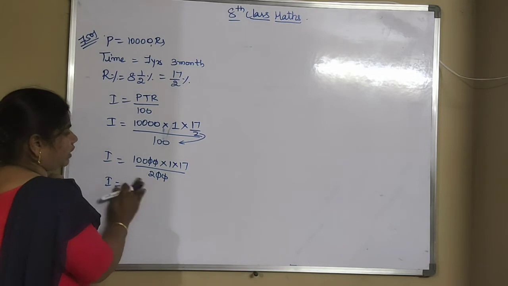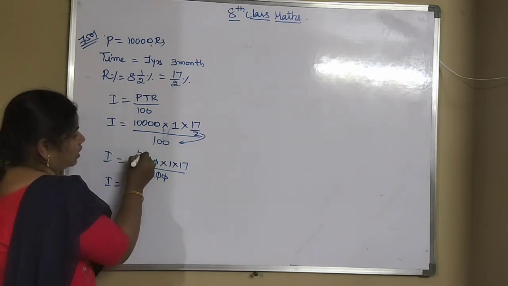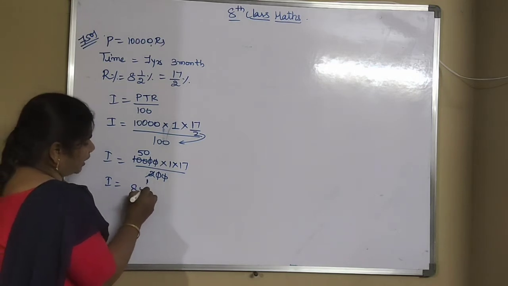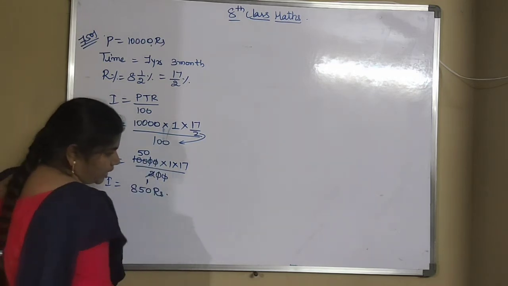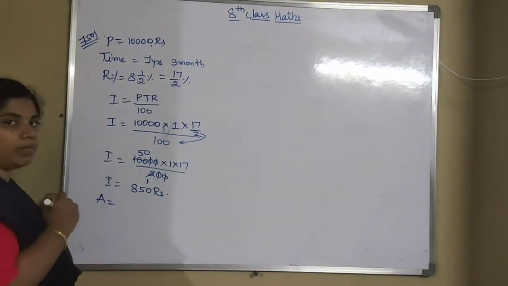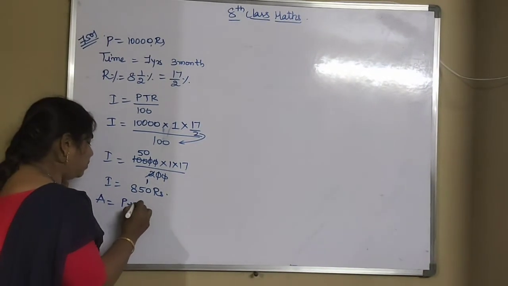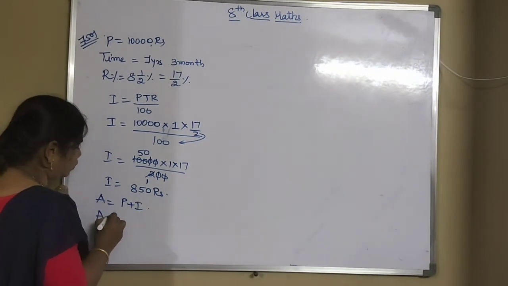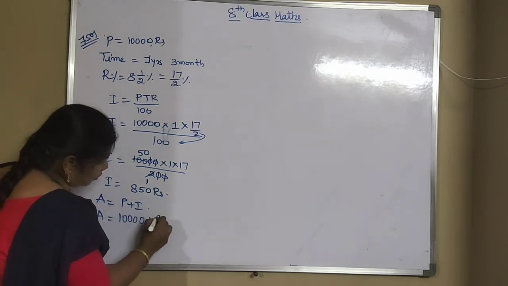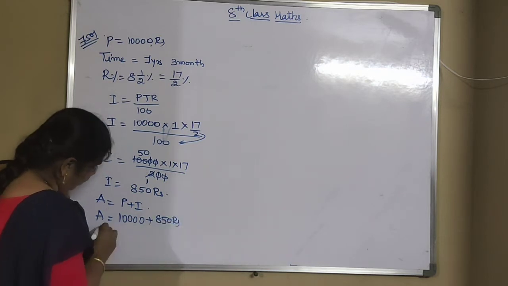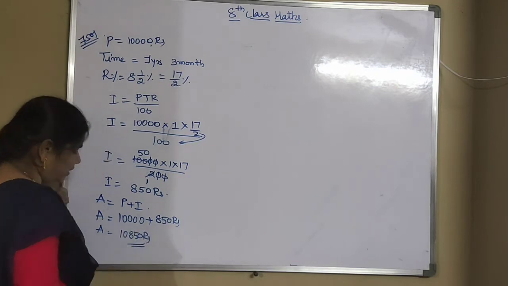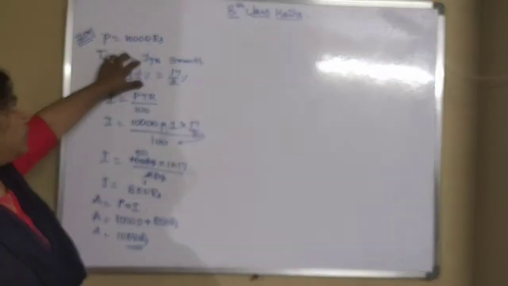And sorry, we can cancel here. 2 1s are 2, 2 50s are. Okay, so that will be how much here? That will be 850 rupees. So interest is 850. So what will be the amount here? What is the formula for amount? Amount is equal to principal plus interest. Principal value 10,000 plus interest 850 rupees. That will be 10,850 rupees. So amount value is 10,850 only for 1 year.